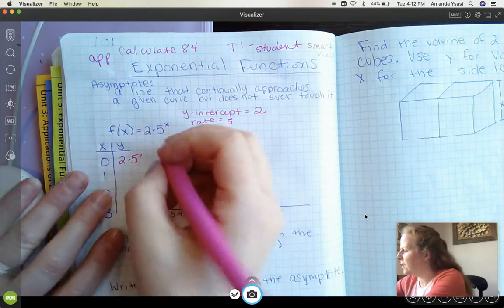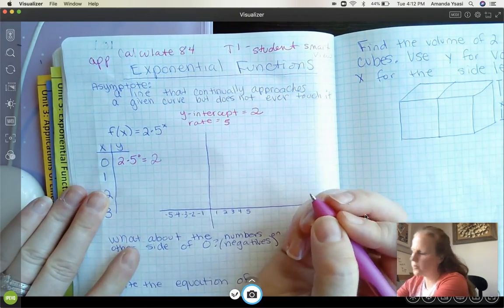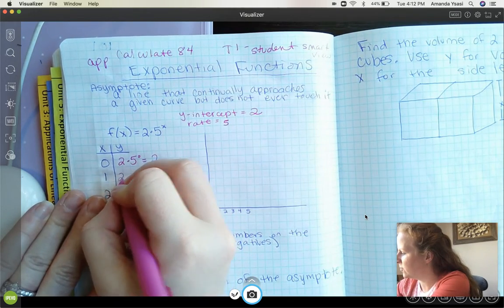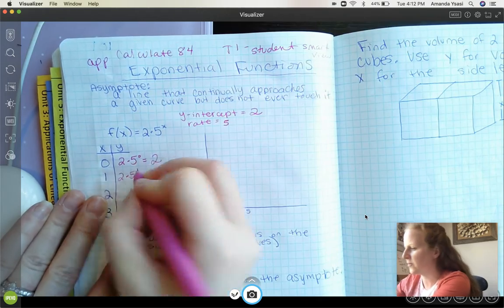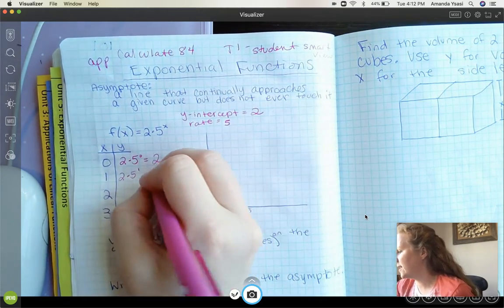Okay, so 5 to the 0 power is 1, so this equals 2. That, of course, is our y-intercept. Okay, what about 1? That'd be 2 times 5 to the first power. So 2 times 5 is 10.